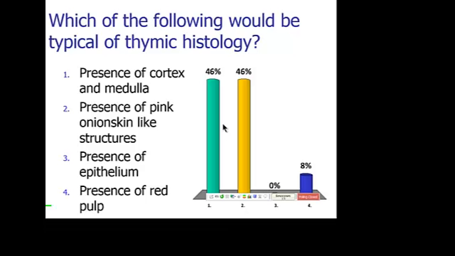The correct answer, as I said the operative word was typical, is presence of pink onion skin-like structures which are called Hassall's corpuscles. Why are cortex and medulla not typical? Because you see cortex and medulla in the lymph node as well, remember? But you do not see Hassall's corpuscles in the lymph node. You see them only in the thymus. So therefore, it's typical of the thymus. Epithelium is typical of tonsils. Red pulp is typical of spleen.